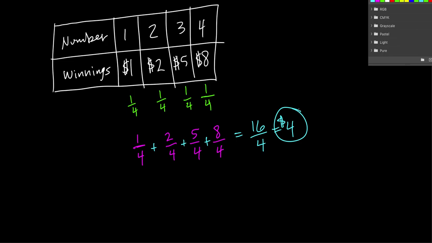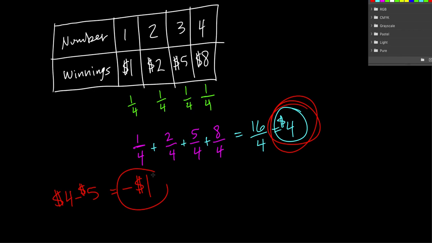Now it says, find the expected gain of a player if it costs $5 to play. So we take our expected value and we subtract the amount of money that we had to pay to play the game. And so the expected gain is -$1. In other words, we're expected to lose $1 each time we play the game.